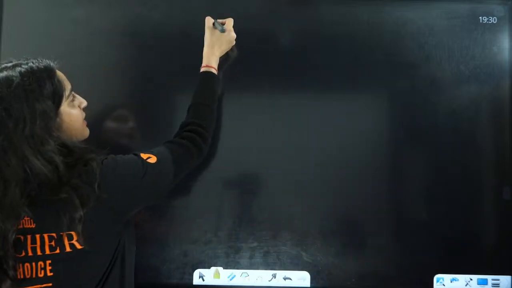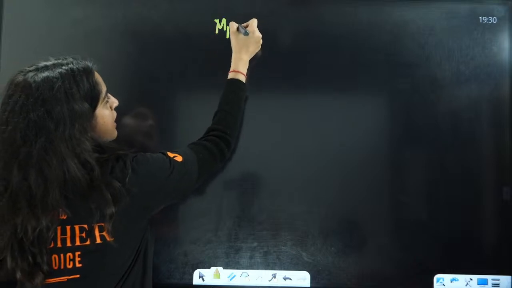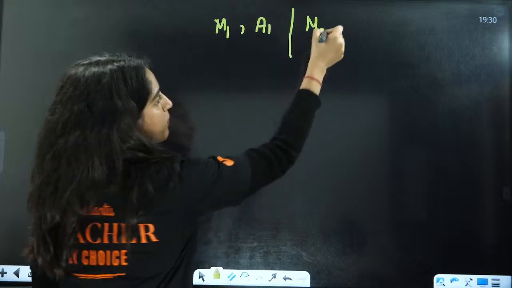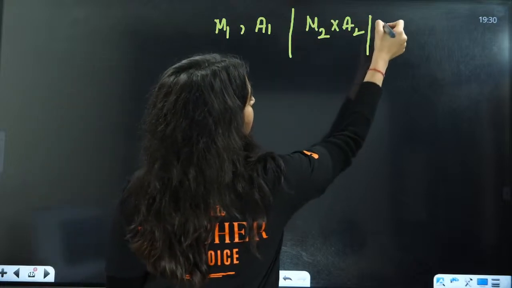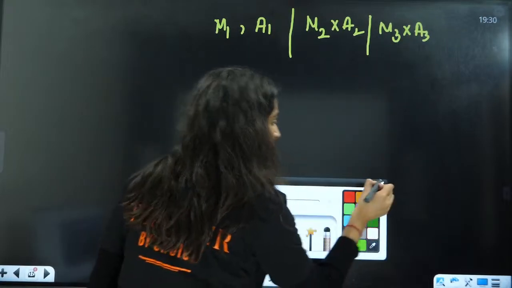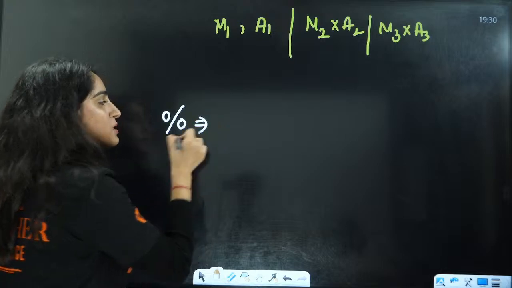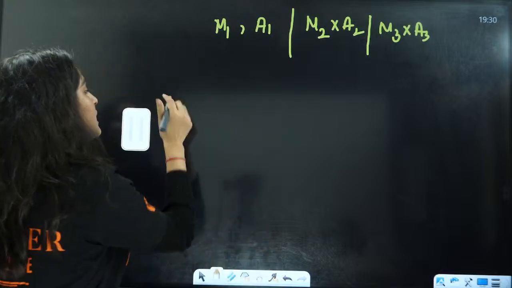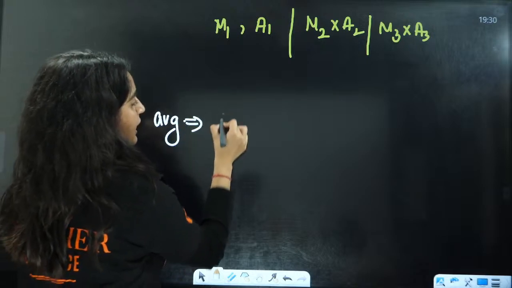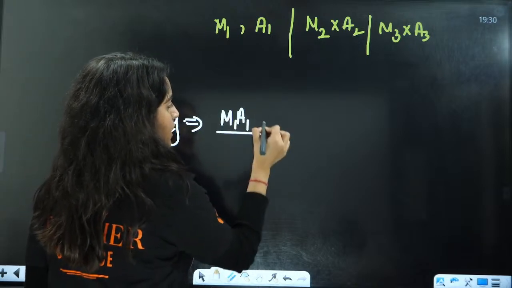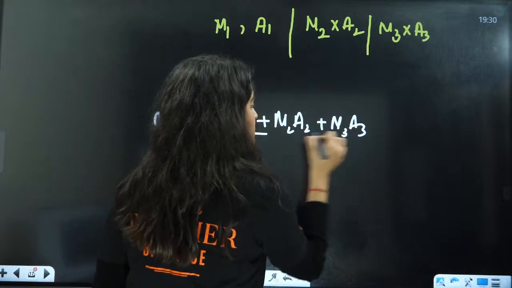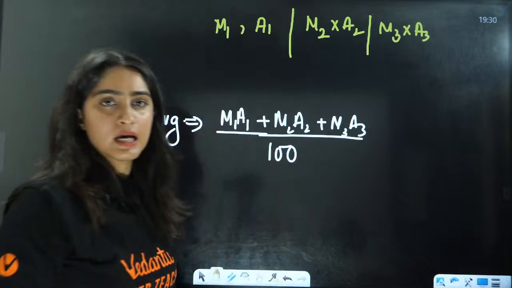For example, I have an isotope that is having M1 mass and the abundance here is A1, right? And second isotope has abundance A2 and third has abundance A3. Now, in this case, the average atomic mass will be equal to M1 into its abundance plus M2 into its abundance plus M3 into its abundance, divided by 100, right?